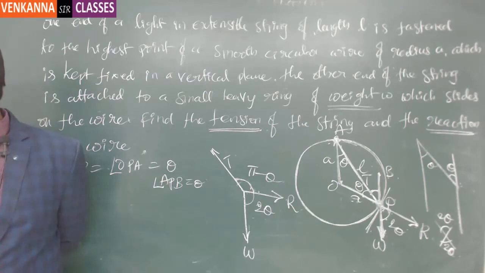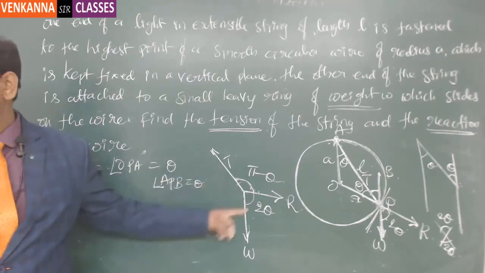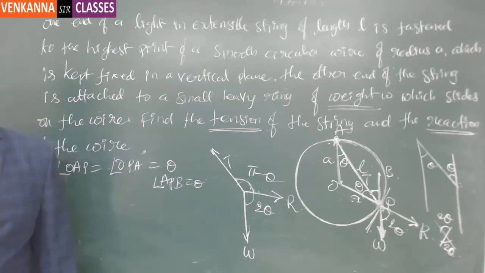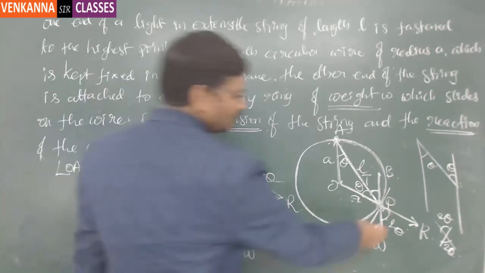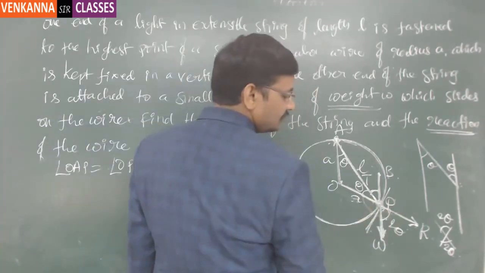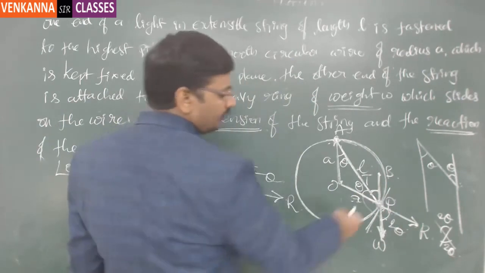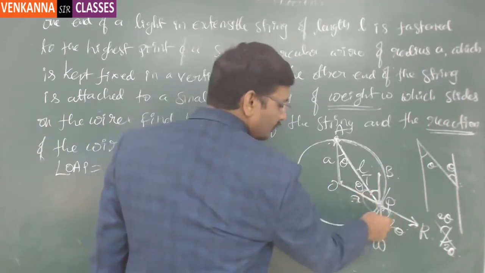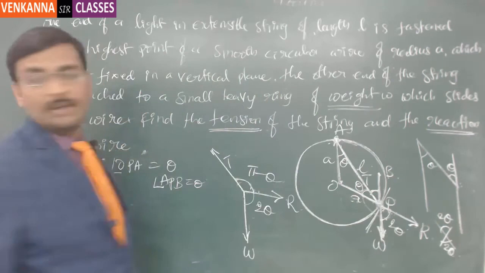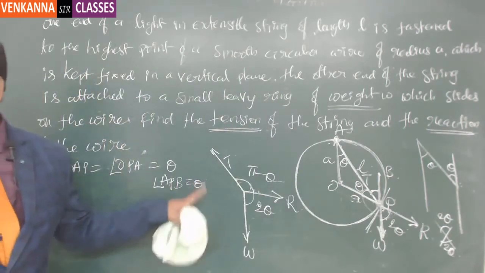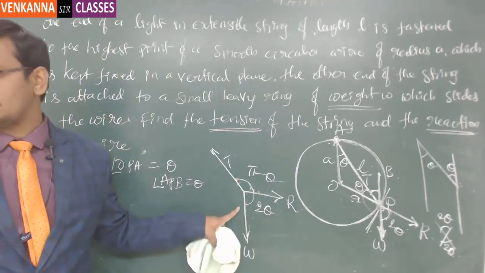What is the angle between T and W? The sum of all the three angles should be equal to 360. Or otherwise, you can find out from here also. So this angle is 180 degrees, right? And then this 1 theta added and 2 theta subtracted. So again, it will be pi minus theta. Or if you add all the three together, it has to result into a 2 pi.